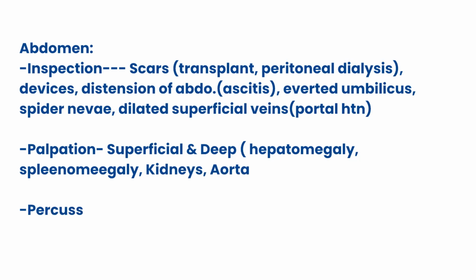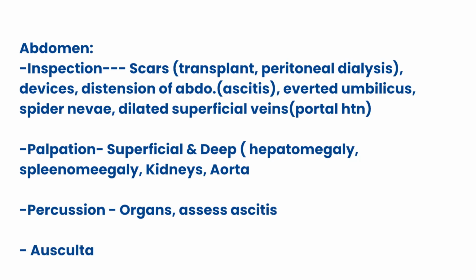So in the deeper palpation, look for any organomegaly, especially you cannot miss liver, spleen, kidney and aorta. Okay, even if it's not present, you have to show your technique to the examiner. Next is percussion. You percuss for the organs and you assess the ascites. Then there is auscultation. You look for any bruit.